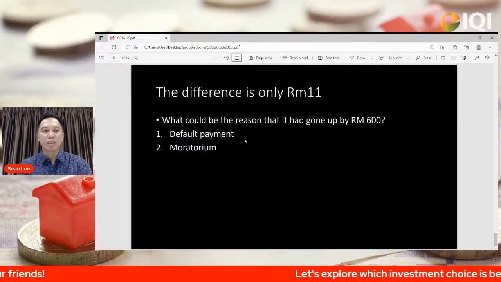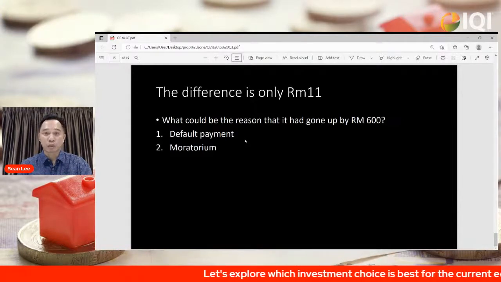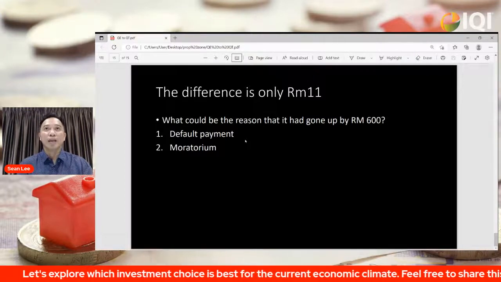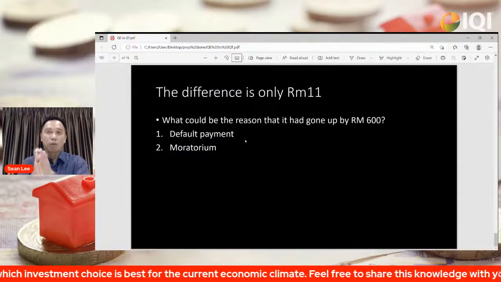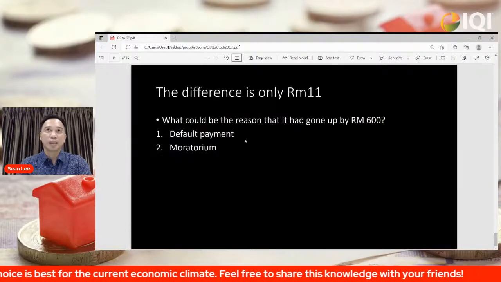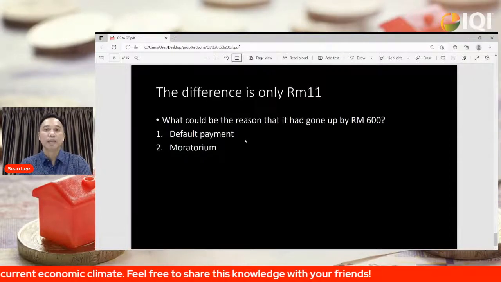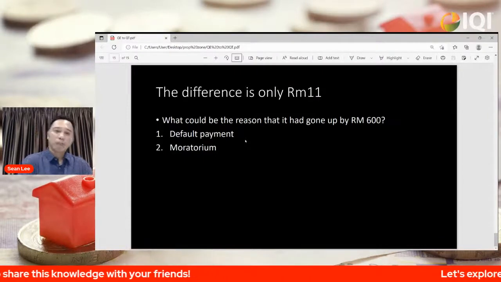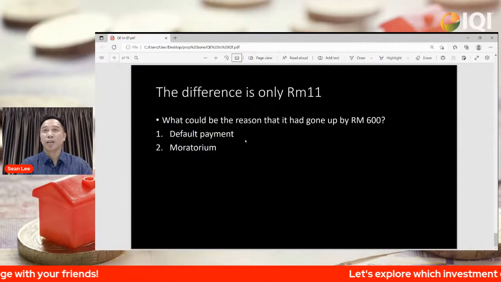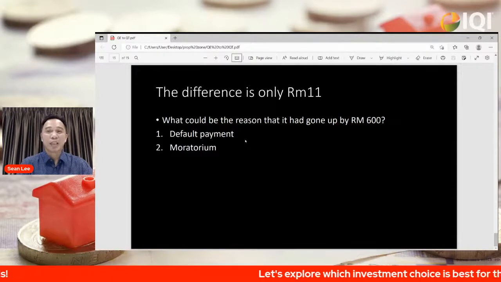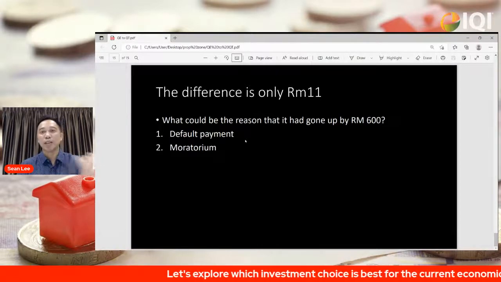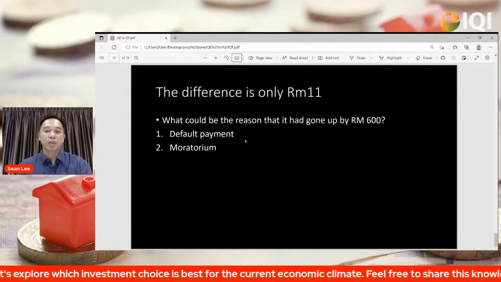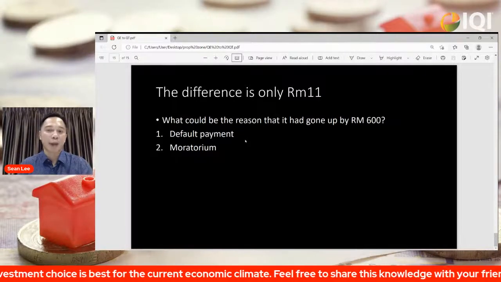The second reason is that this guy probably took a moratorium during the period when it was offered. And if he still needs to complete the loan tenure on its original schedule, then he has no choice but to put in substantially more in his monthly installment, because they already have 6 months, total 12 months already. Okay, so that could be the reason why.